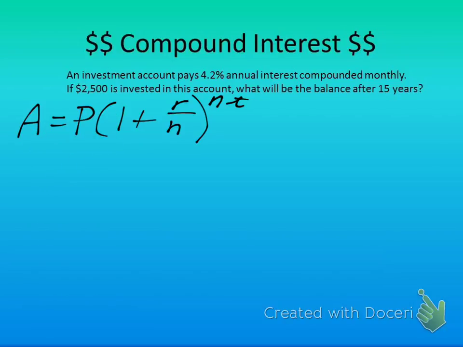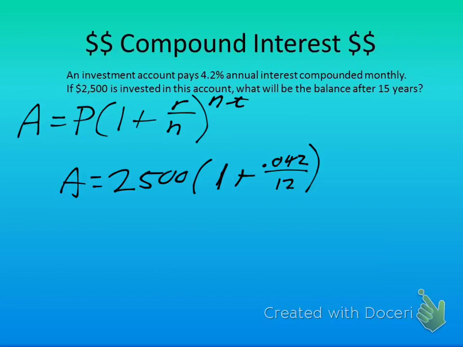What's P? When would it be different? Later. P is your initial money. It's 2,500. 1 plus. Now your rate's 4.2%. Make that a decimal number, so it would be 0.042. Compounding, it says compounded monthly, so N would be 12.